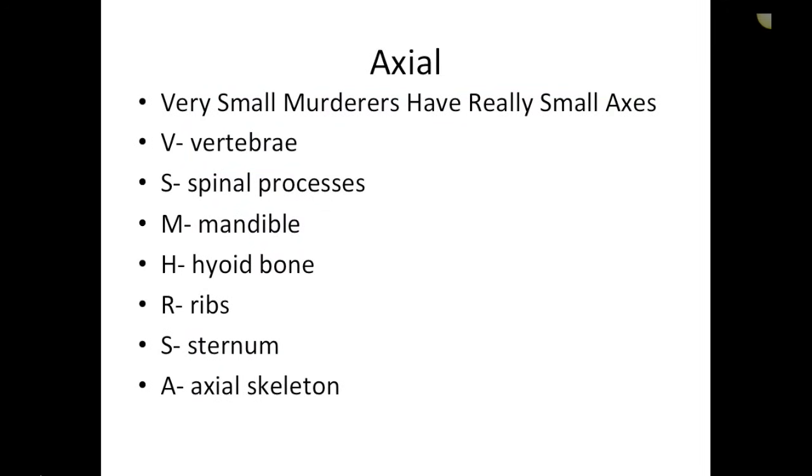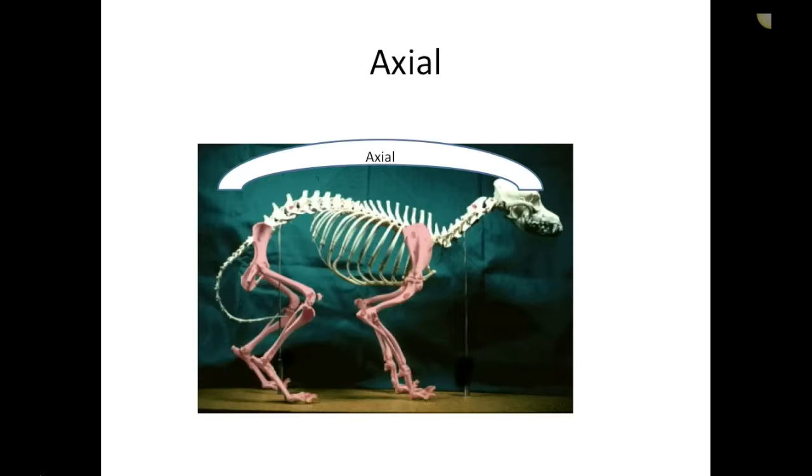So the axial skeleton, one way that it was put to me is very small murderers have really small axes. That's one way that you can help remember it if you're having some trouble remembering the specific bones. And within that, we have the vertebrae, the spinal processes, the mandible, hyoid bone, ribs, and sternum, and that equals the axial skeleton. Again, I won't be too specific on which belongs to which section, but it might help you in your studying.